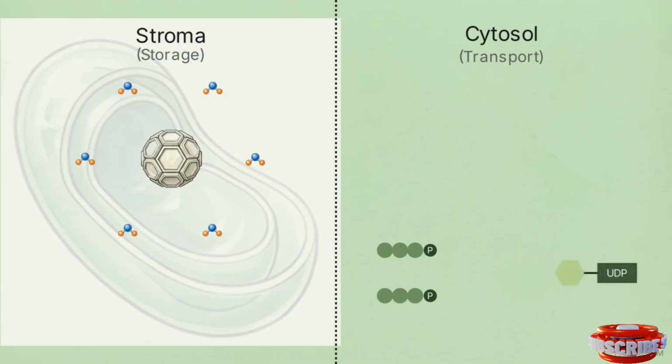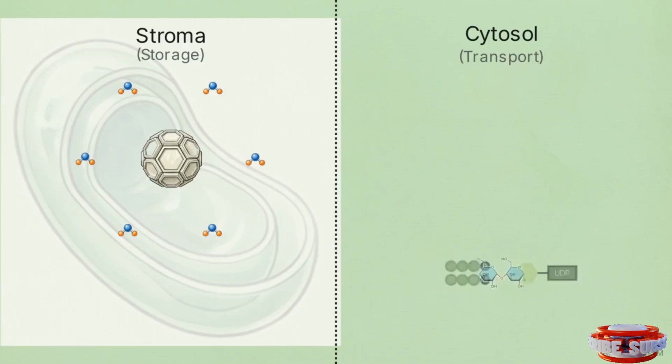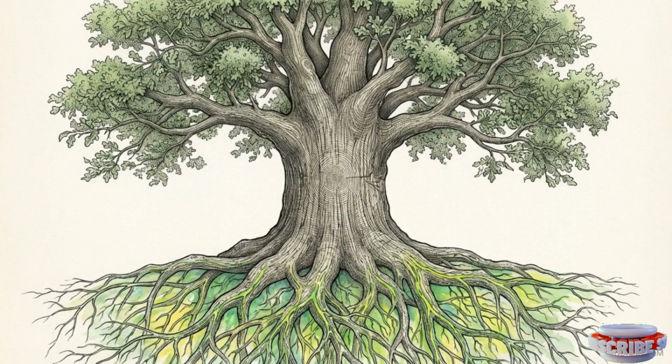Alternatively, G3P is exported to the cytosol and fused with UDP glucose to form sucrose, the primary carbohydrate for long-distance transport. This dual economy provides local energy storage via starch and systemic distribution via sucrose.